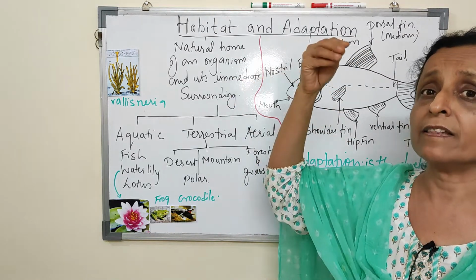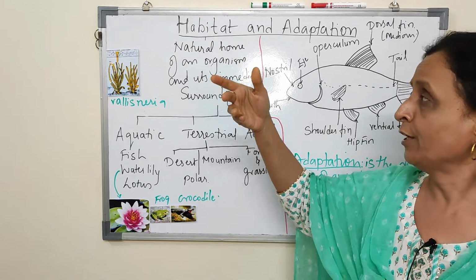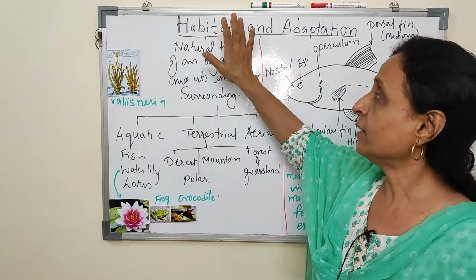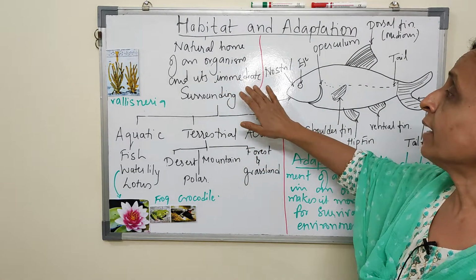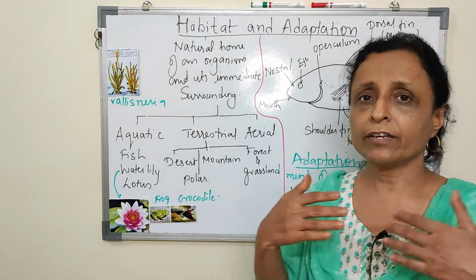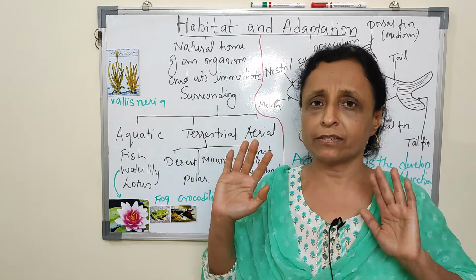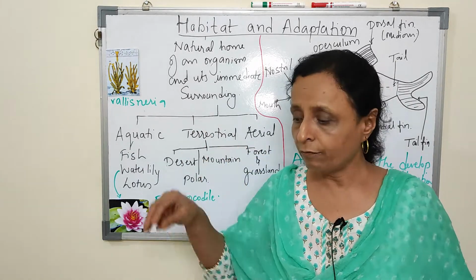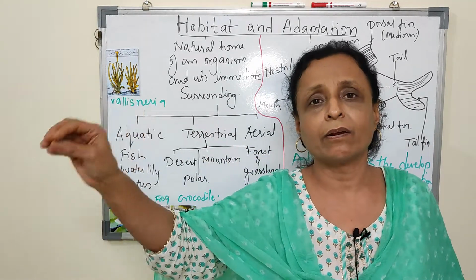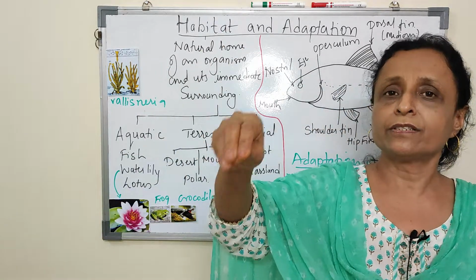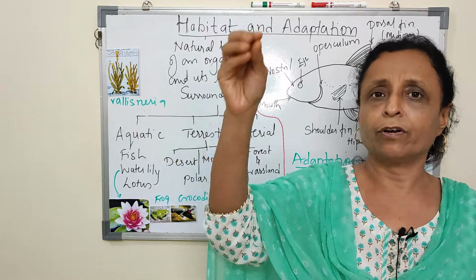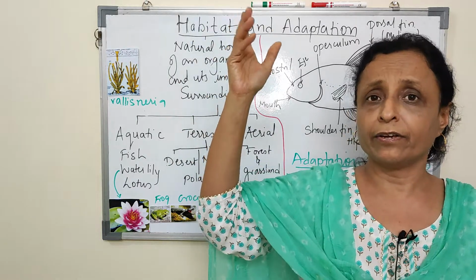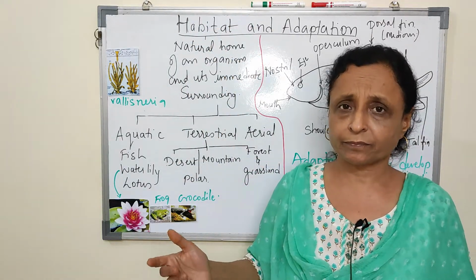those abiotic factors, they affect the environment. So here habitat is what? A natural home of an organism and its immediate surrounding. Wherever you are living here, your immediate surrounding is your habitat. A frog is living, its immediate surrounding is the pond. Fish is living, immediate surrounding the pond, river, whatever.